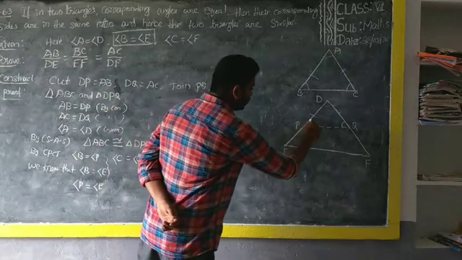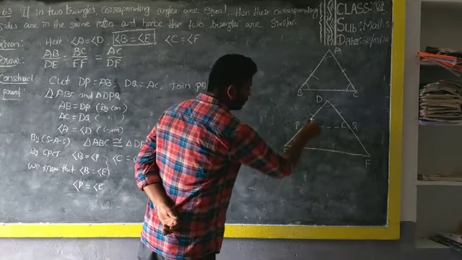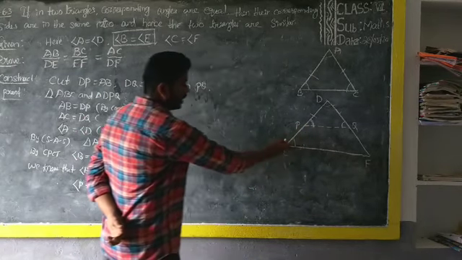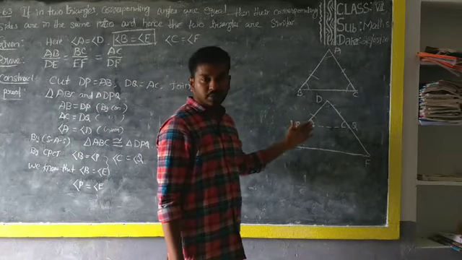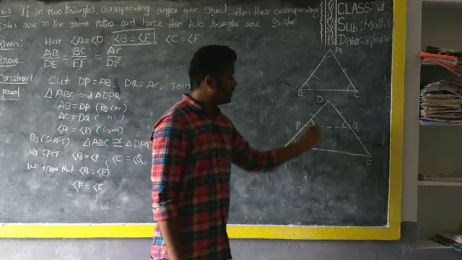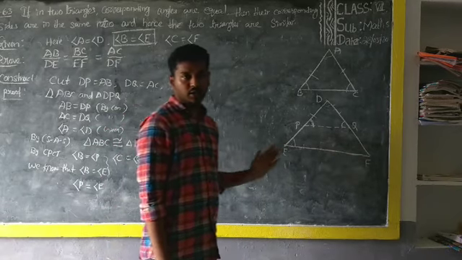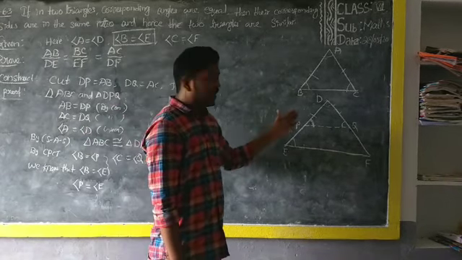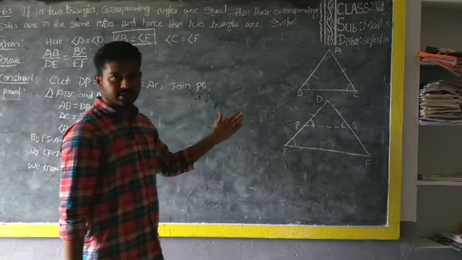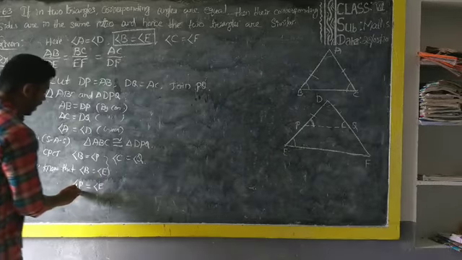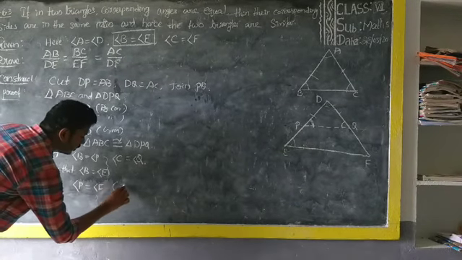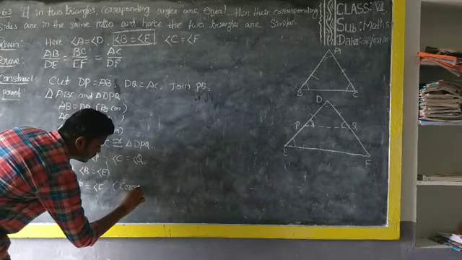If you observe, angle P and angle E are corresponding angles. If two corresponding angles are equal, then the two lines are parallel. We already studied this: if any two corresponding angles are equal, then the two lines are parallel. So angle P equals angle E are corresponding angles.